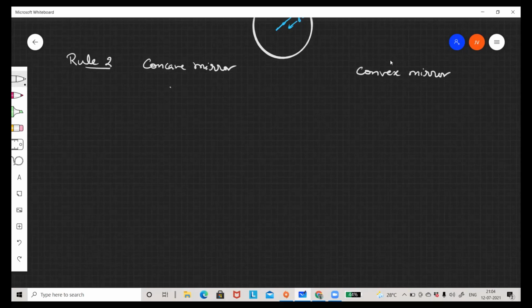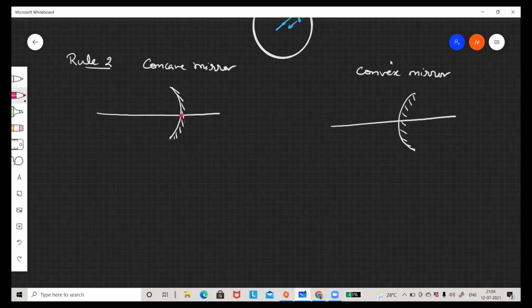Okay, so a concave mirror is the mirror which is painted from outside and the inside is the reflecting surface. A convex mirror is the part of a hollow sphere whose interior is painted and exterior is the reflecting surface. The center of the mirror is the pole, then we have the principal focus, and then we have the center of curvature.